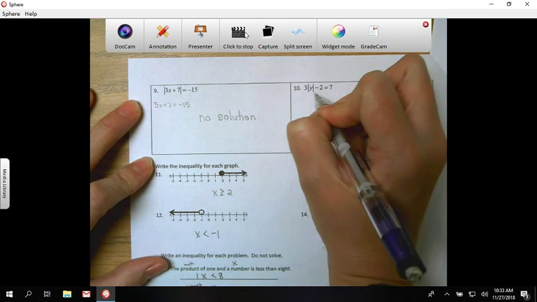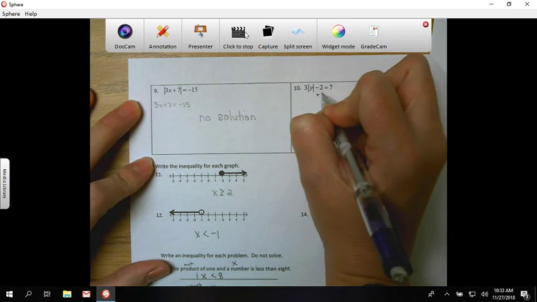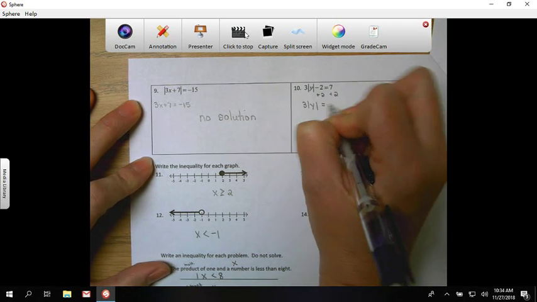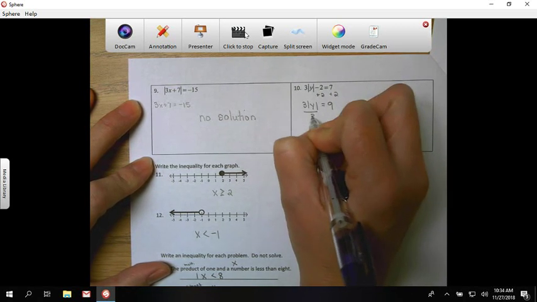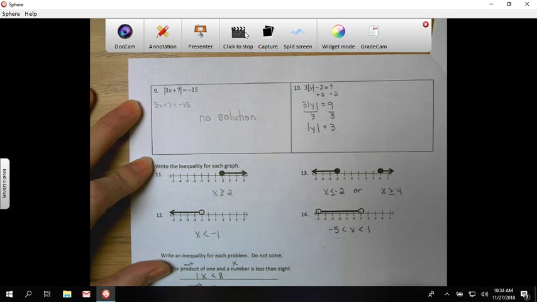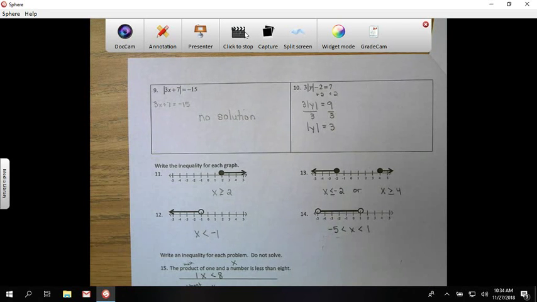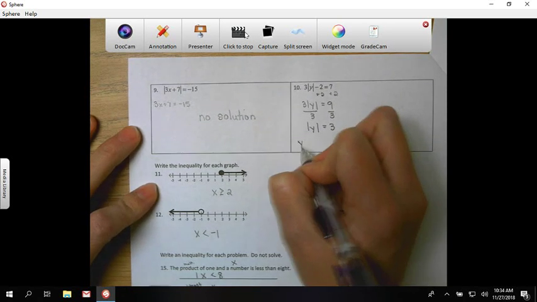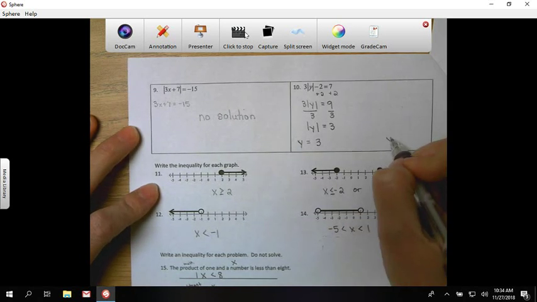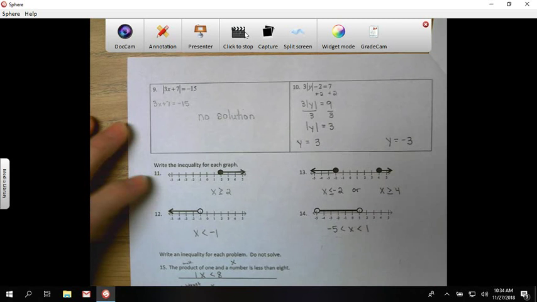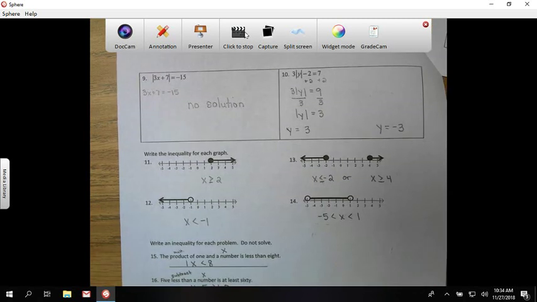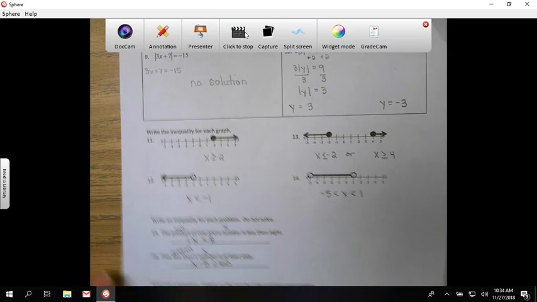Over here, I need to get the absolute value by itself first, so I'm going to add 2 to both sides. But I still have that 3 in the front, so I'm going to go ahead and get rid of that. So I end up with the absolute value of y is equal to 3. Well, that's pretty simple. The absolute value of y equals 3. If I break it down, y equals 3 and y equals negative 3. Okay? All right, we finished all of the rest of these problems on this page.